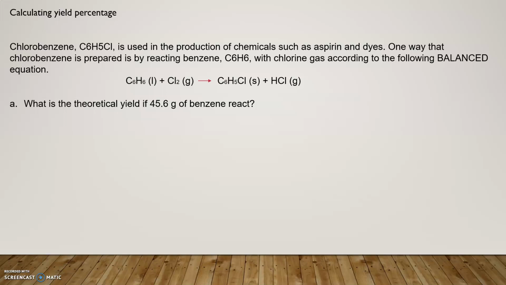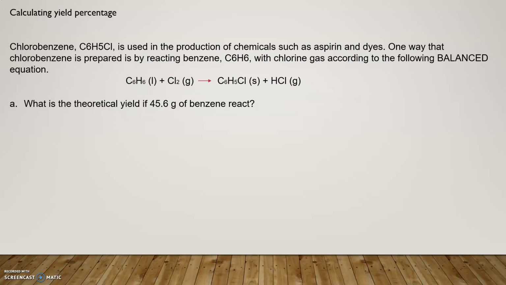But first, when there is an equation, you have to make sure that the equation is balanced. So here we have 6 carbons, 6 hydrogens, and here 5 plus 1, 6 also. Cl2, 1 Cl, 2 Cl, so it's Cl2, so actually this is balanced. Now he's asking what is the theoretical yield if 45.6 grams of benzene reacted. So what is the theoretical yield?